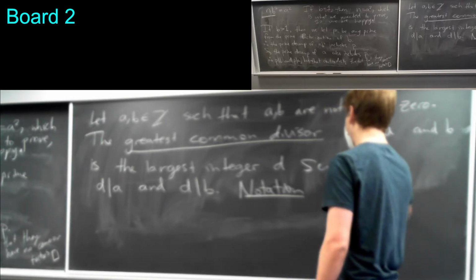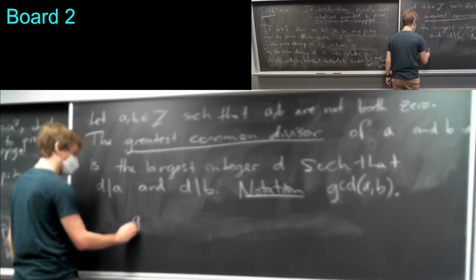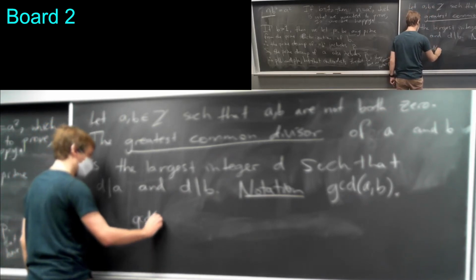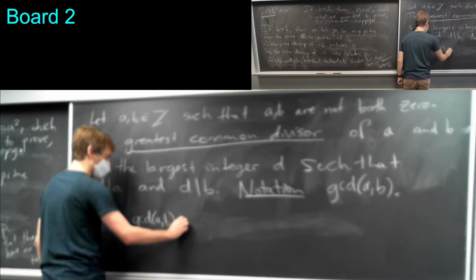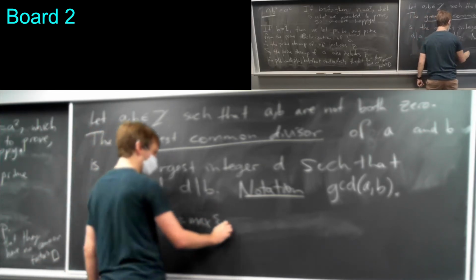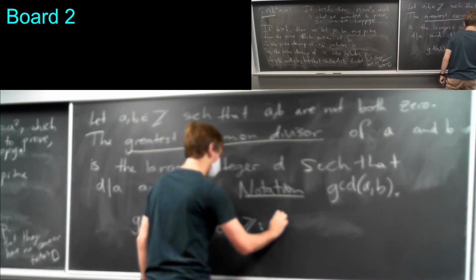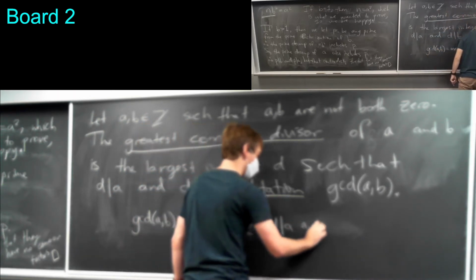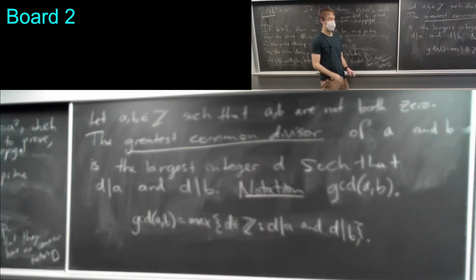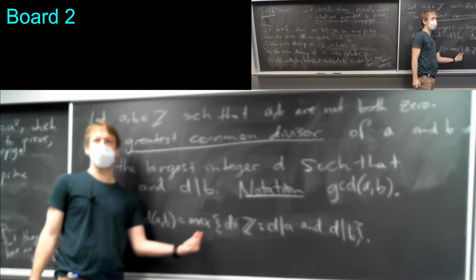GCD(A, B). So in other words, to write this succinctly, the GCD of A and B is the maximum element of the set of D such that D divides A and D divides B. If I write max before a set, what I mean is the maximum element of that set.